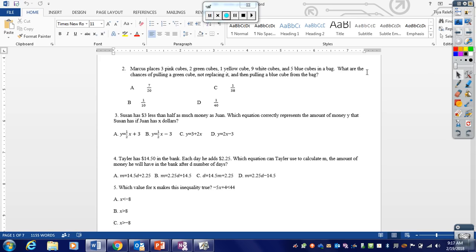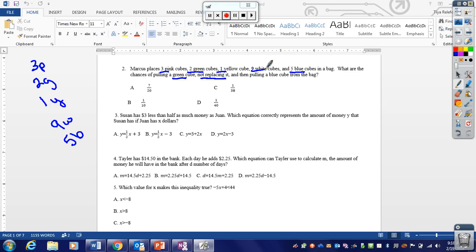Alright, number 2 says, Marcus places 3 pink, I like to make lists, so 3 pink cubes, 2 green cubes, 1 yellow cube, 9 white cubes, and 5 blue cubes in a bag. What are the chances of pulling a green cube, not replacing it, and then pulling a blue cube from the bag?